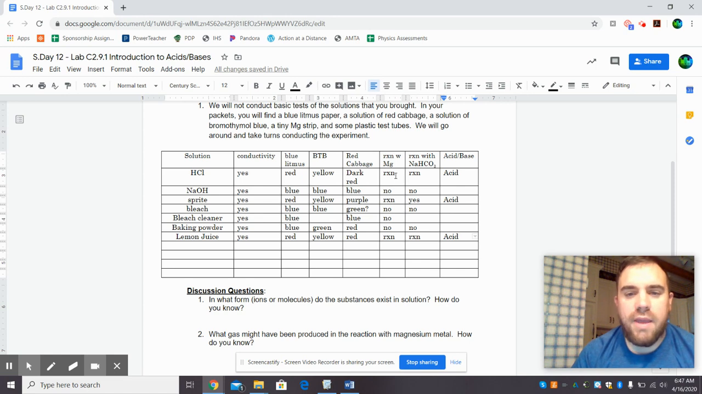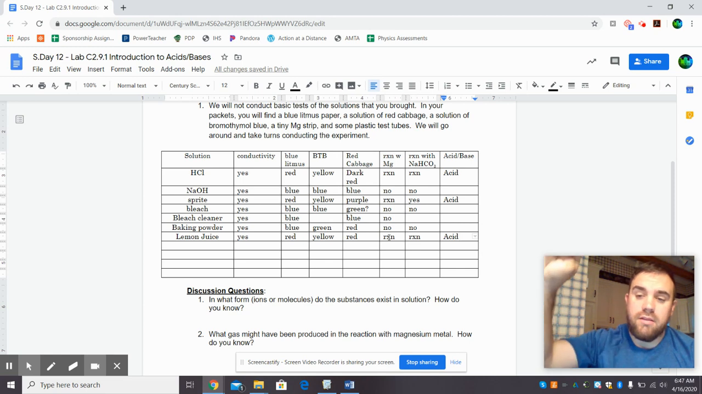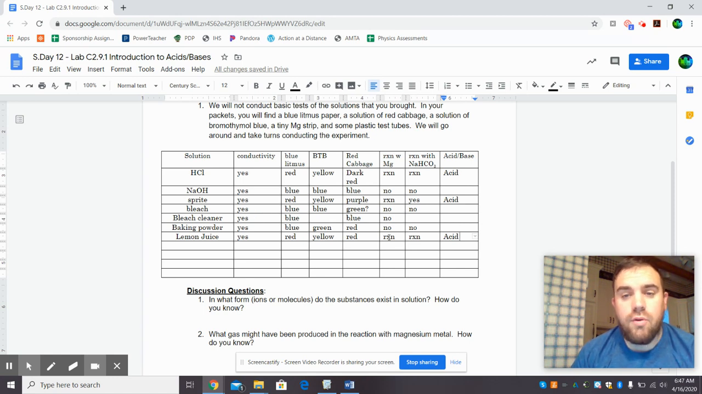And then reaction with magnesium, notice all the acids reacted. The reason why we proved this yesterday is because you do the burning splint test and it releases hydrogen gas, which is important. And then you have reaction with sodium bicarbonate. Sodium bicarbonate is a base. It's baking soda. It is a base, and so it will react with an acid. However, it will not react with a base. And so when we say no, that's because we are not getting any kind of reaction with a base.